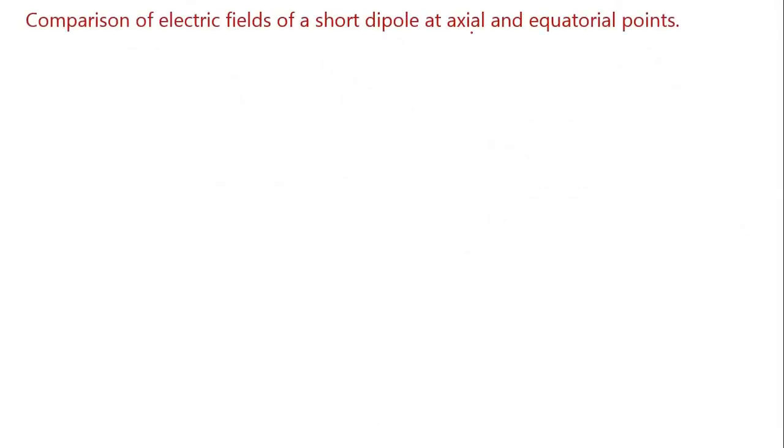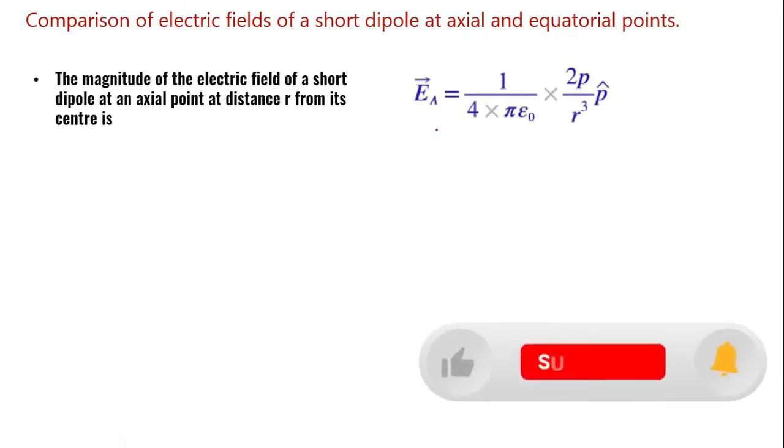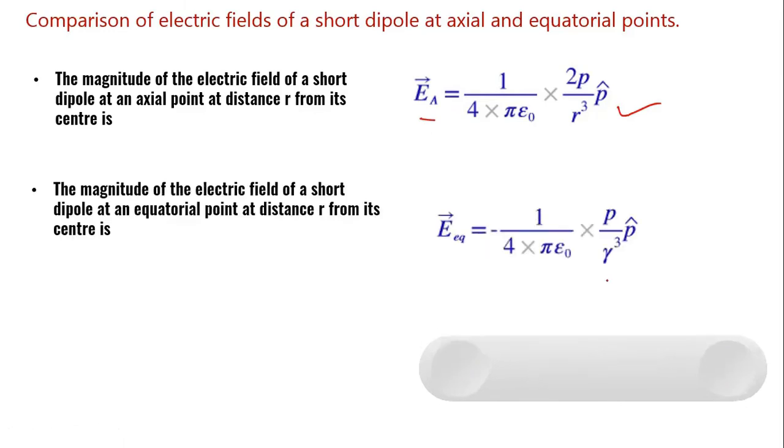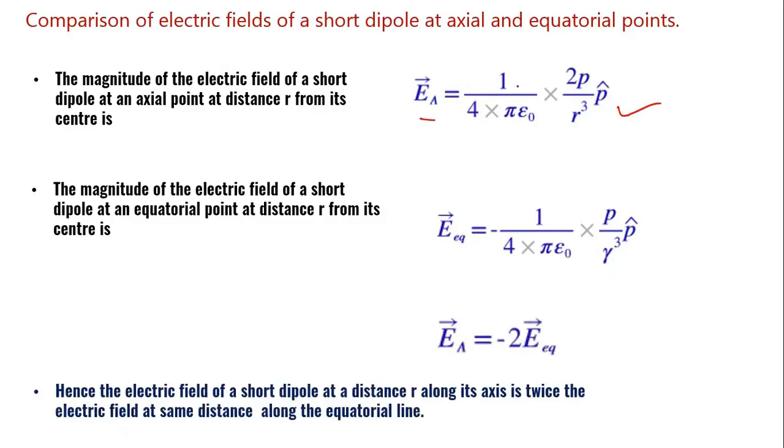Now next, comparison of electric fields of a short dipole at axial and equatorial points. Just now we have seen that we can represent E axial by this expression and E equatorial by the negative of P by R cube. If we compare these two expressions, in the E axial term only a factor of 2 is extra, the rest is the same as E equatorial.